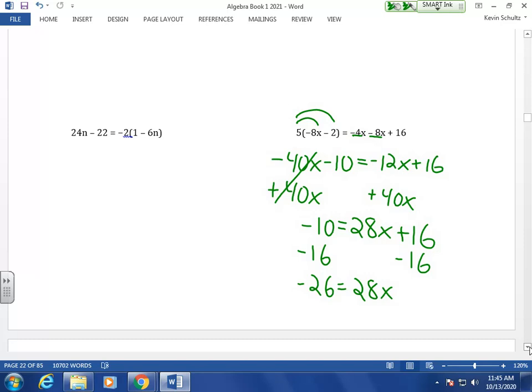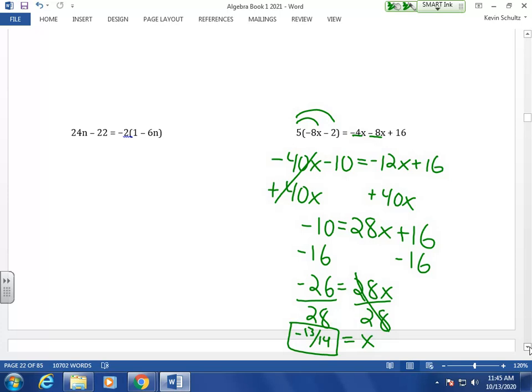Divide both sides by 28. And rather than calculate that decimal or use that decimal, negative 26/28, yeah, it's not very pretty, but it's a fraction. Division is a fraction. So what does negative 26/28 simplify to be? Because your answer would need to be in simplest form. Negative 13/14. Negative 13/14 is the value for x.